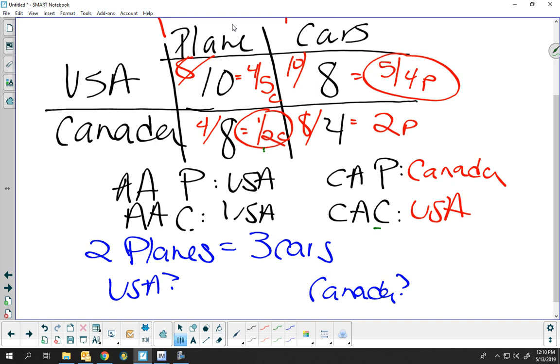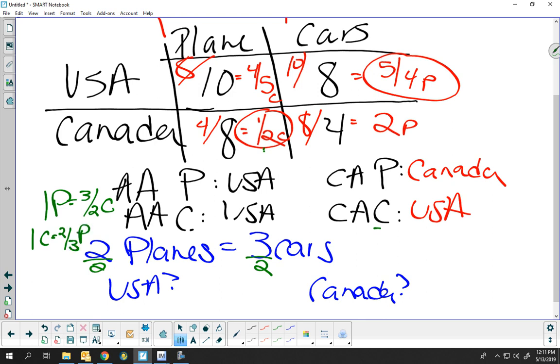All right, I don't like 2 planes equals 3 cars. I don't like that at all. I want to know how much 1 plane is going to cost me and 1 car. How do I convert planes into 1? How do you make a 2 into a 1? Divide by 2. Make sure you do both sides. So now 1 plane is equal to 3 halves of a car. And once again, I need to know what's 1 car. 1 car is 2/3, the reciprocal. It's 2/3 of a plane.